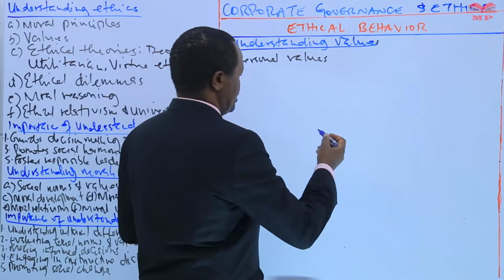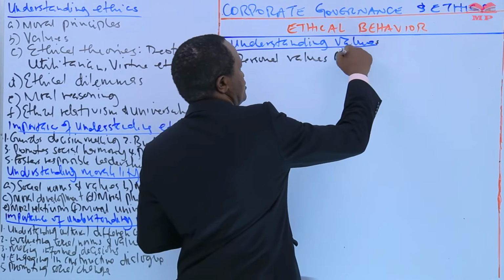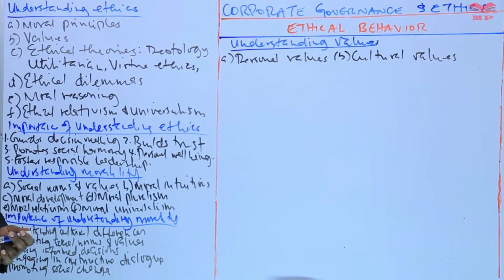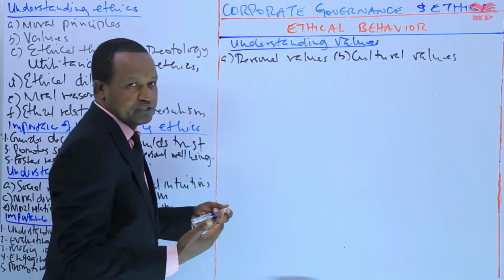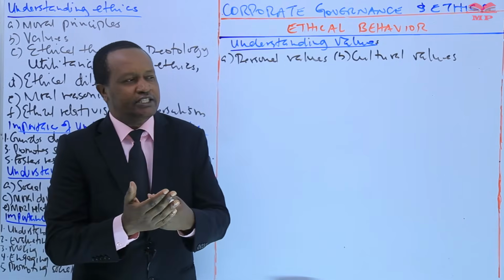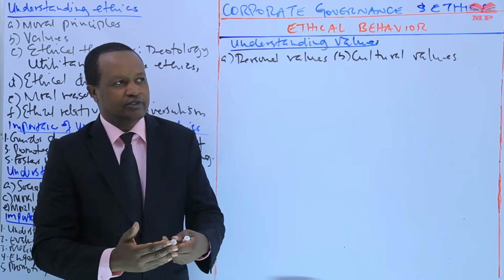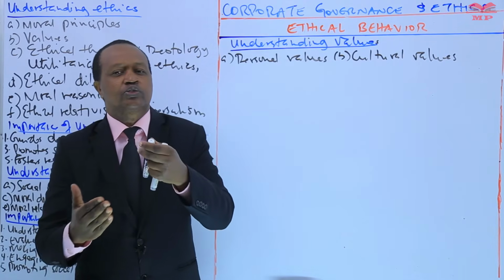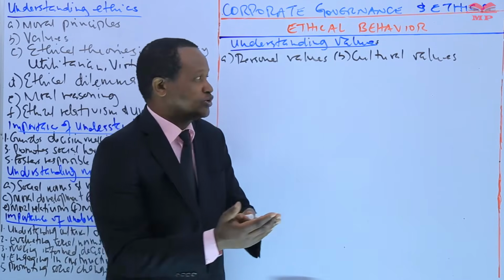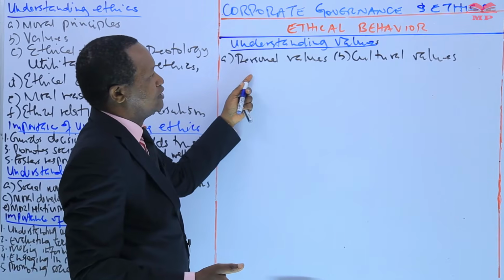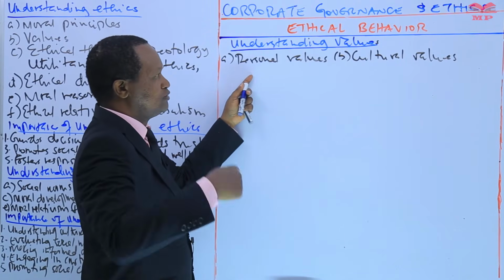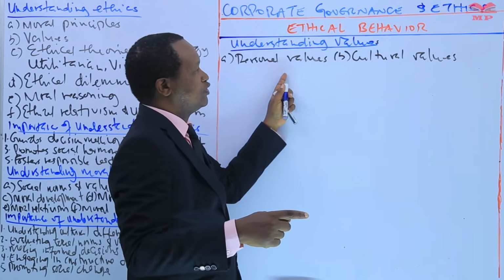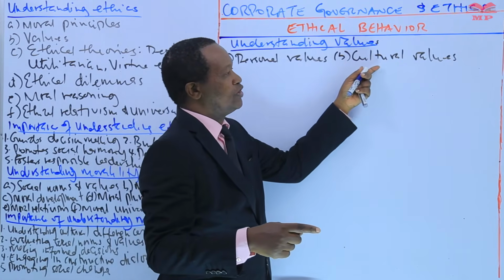Then we have cultural values. These are the shared beliefs and norms that are prevalent in a particular society or community. And cultural values can shape our understanding of acceptable behavior, social roles, and even the expectations of the society. So these are individual values, and these are societal values. So to understand values, we need to have knowledge of the individual values and community values.